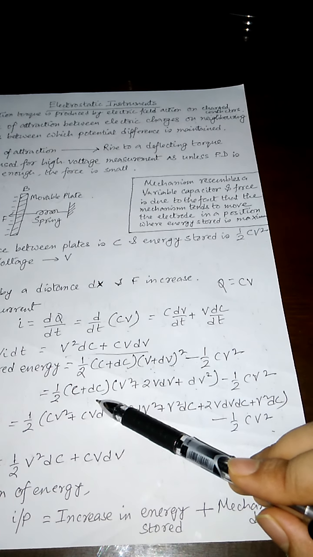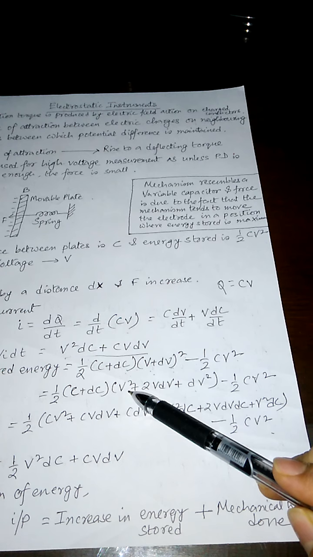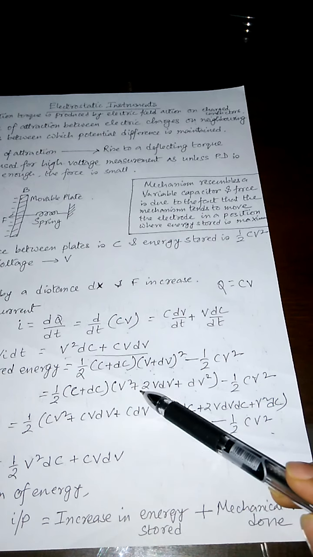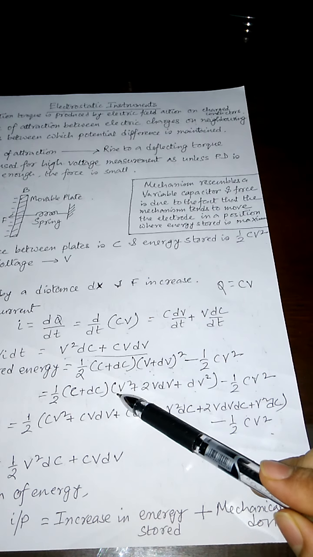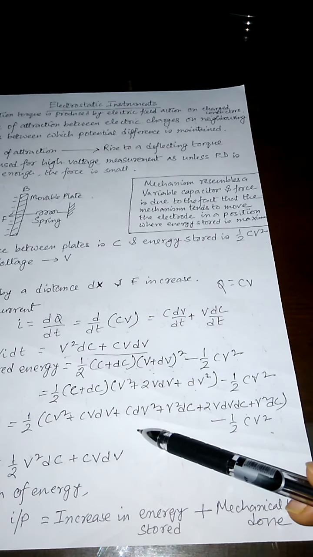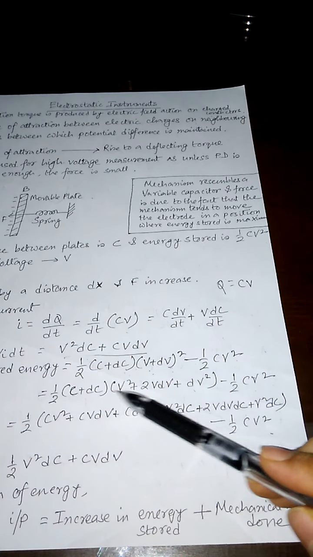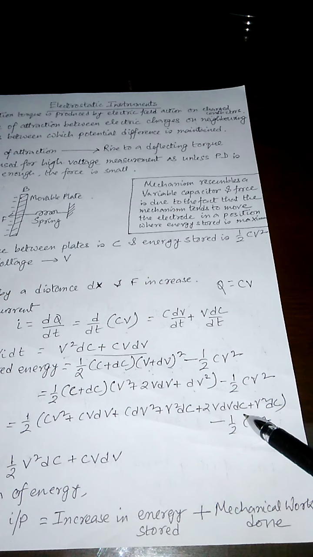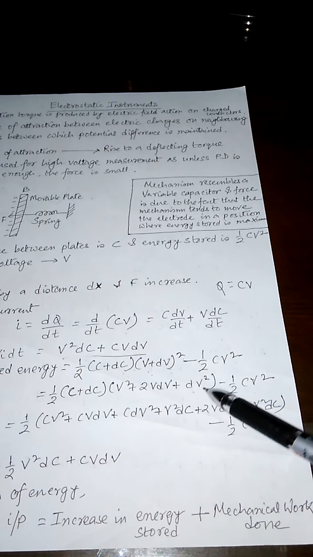So we actually do the multiplications. What is the output? C into V square, that means CV square. Then the next term is C into 2V dV, that means 2VC dV. Then C dV square. Then V square dC. Then 2V dV dC. And lastly dV square dC.